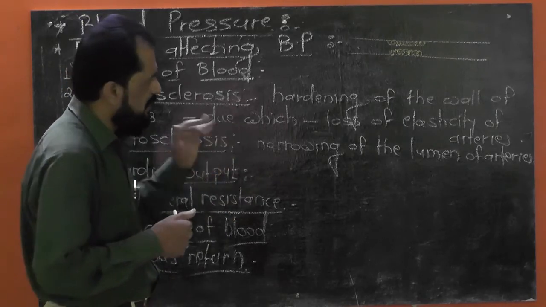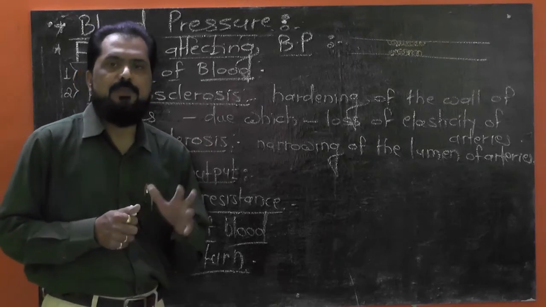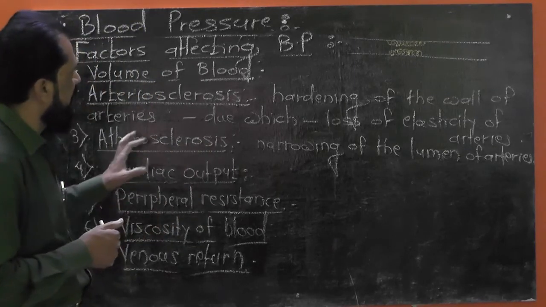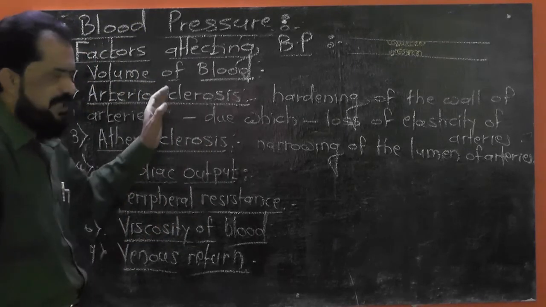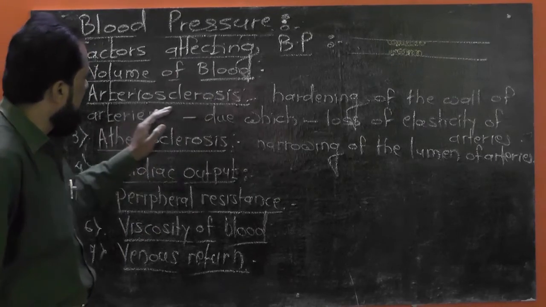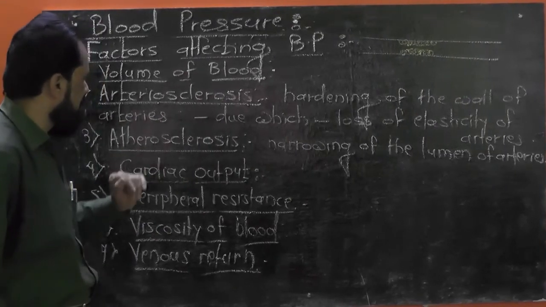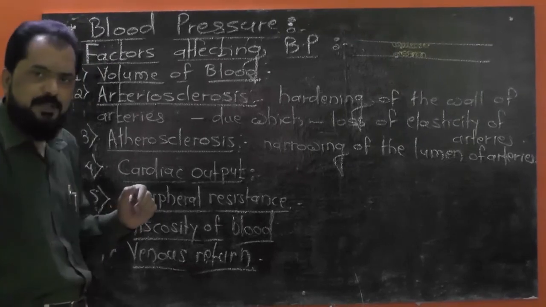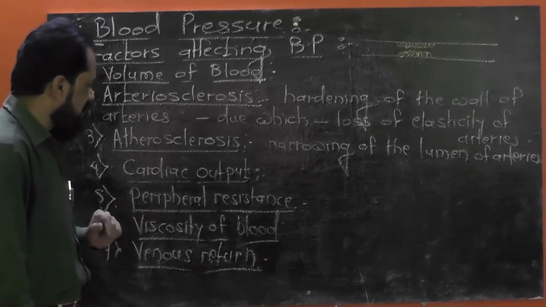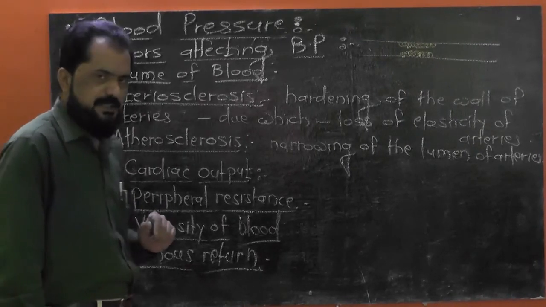It means here we have considered some of the important factors which affect the blood pressure, such as volume of blood, arteriosclerosis, atherosclerosis, cardiac output, peripheral resistance, viscosity of blood, and venous return.